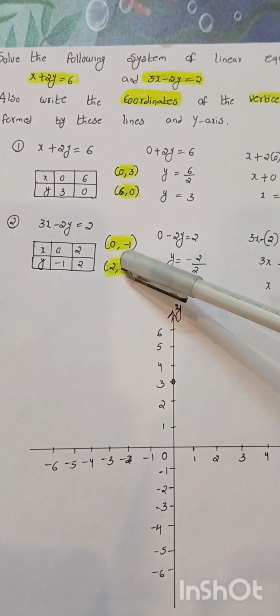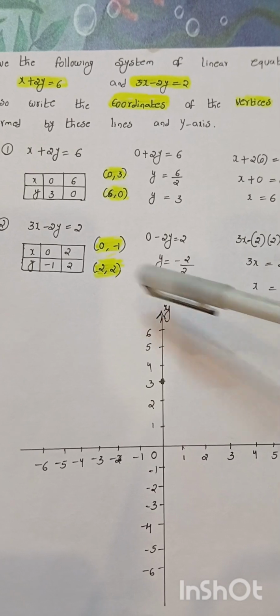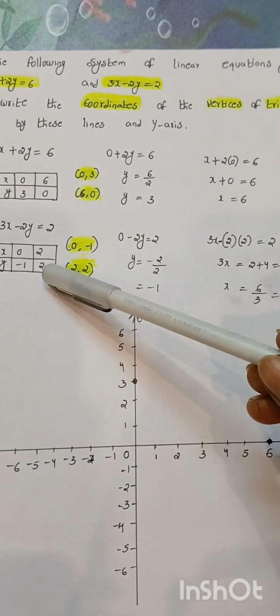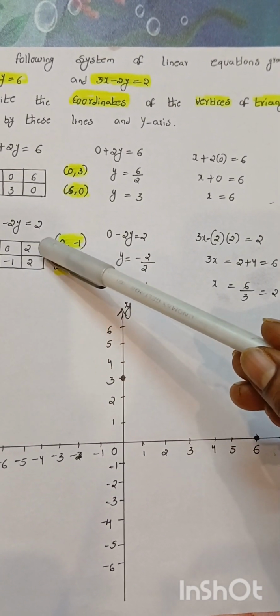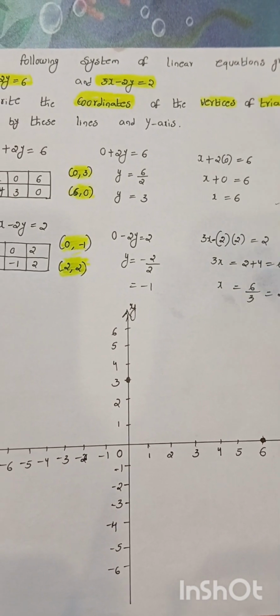For equation 2, if we take x as 0, we got y as minus 1. And if we take y as 2, we got x as 2, by substituting in equation 2.